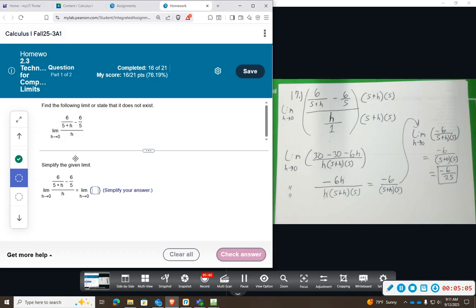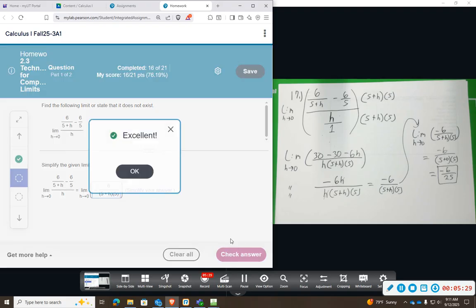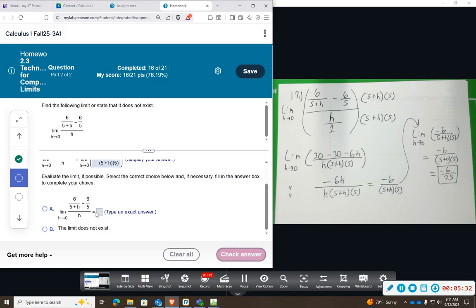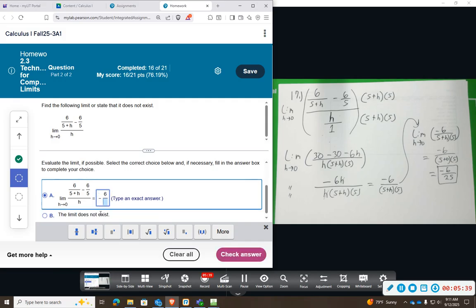Alright, so this one has two parts. They want you to first simplify. So once we simplified it, the furthest we got was here before we plugged in. So we're going to say negative 6 divided by, and I think they'll let me leave it as 5 plus h times 5. They may want you to distribute, but we'll see. Alright. And then once you evaluate the limit and plug in 0 with direct substitution, we get negative 6 divided by 25.